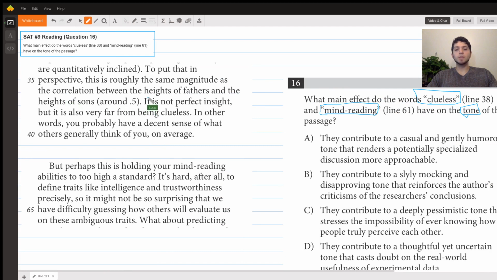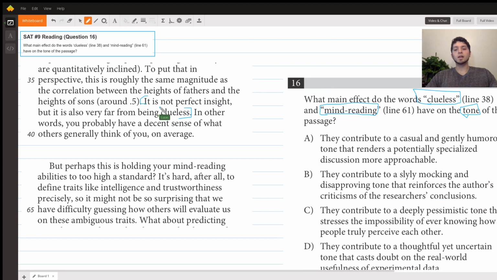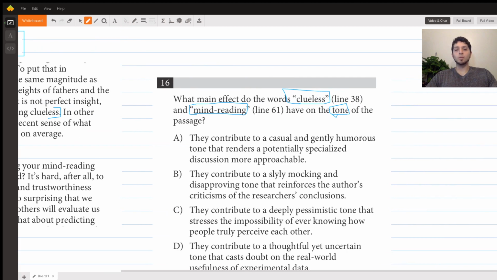So in line 38, "it is not perfect insight, but it is also very far from being clueless." And this is basically saying that we're talking about the correlation between what you think about yourself versus how groups perceive you. And it's around 0.5, I think. Yep. And it's not perfect insight, right? We don't know perfectly how groups feel about us, but it's far from being clueless. We know at least somewhat how people feel about us.